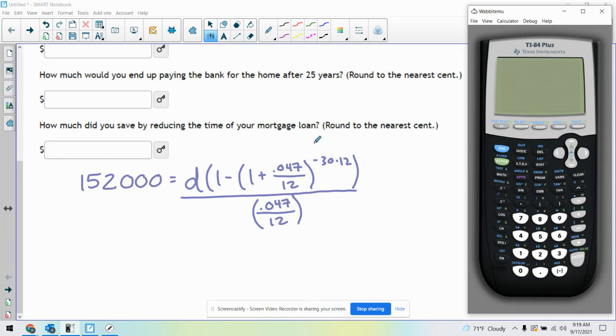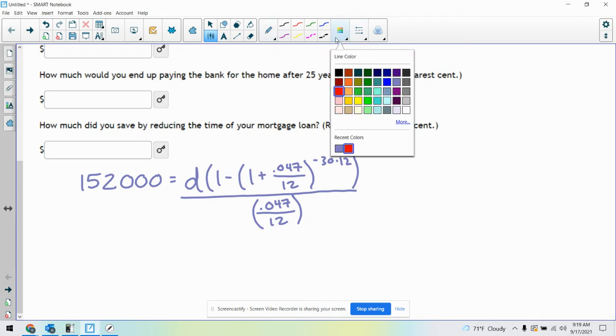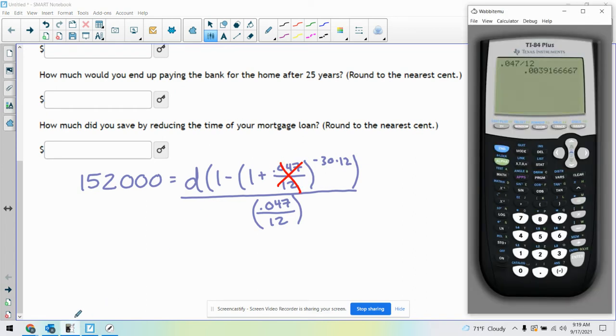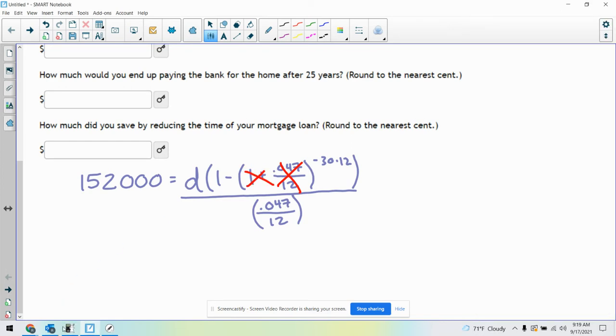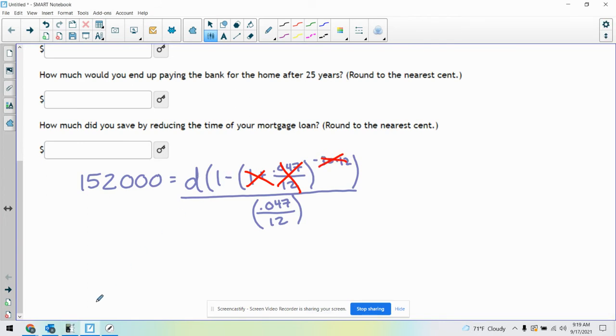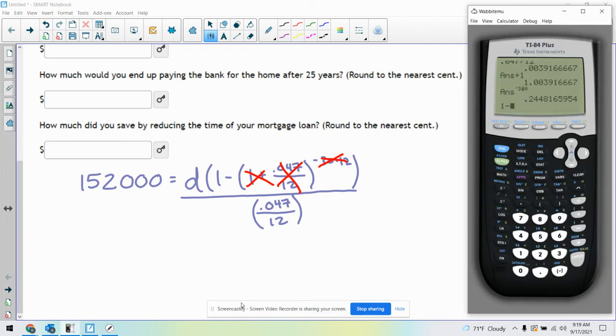First thing I'm doing is finding R over K, so I'll do 0.047 divided by 12. Now, in my in-person class, we use this method: once we do something in the calculator, we cross it out. From there, I'm going to do plus 1, so that's this whole inside parenthesis. Now I'm going to raise it to the power of negative 30 times 12, so negative 360. That gives me this whole inner parenthesis. I'm going to do 1 minus that number. So I get 0.755183, and so on.